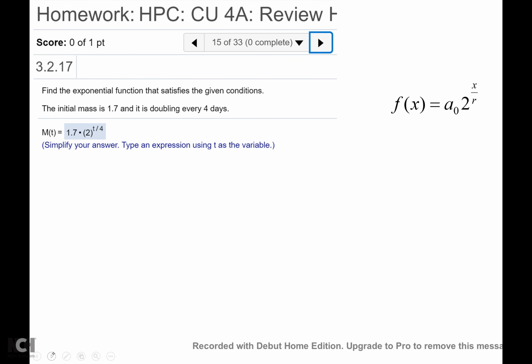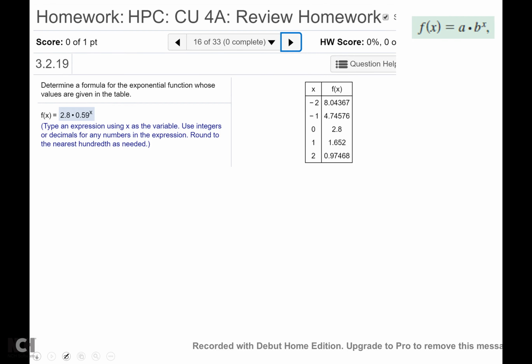It says find the exponential function that satisfies these given conditions. The initial mass is 1.7, and it's doubling every 4 days. If it's doubling, that means your base is 2. The initial mass is 1.7, so a sub naught is 1.7. My base is 2, and the exponent is always x over however often it doubles. So that would be x over 4. Done. Okay. Did I skip one?